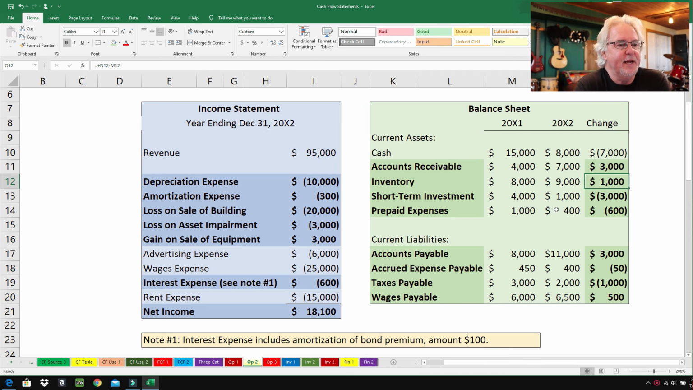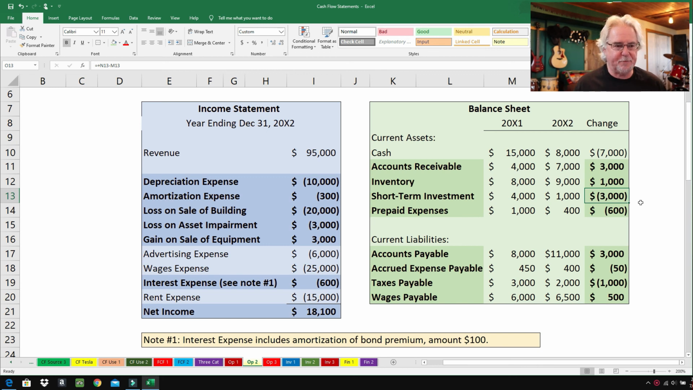Short-term investments. Now short-term investments were 4,000 and went down to 1,000. So here the current asset is dropping. In fact, it changed by a negative 3,000. And when current assets go down, that means your cash goes up, all right? So you have to think of it this way. When a current asset goes up, cash goes down. And when a current asset goes down, cash goes up. Kind of goes in the opposite direction. And that's a good way to remember it.